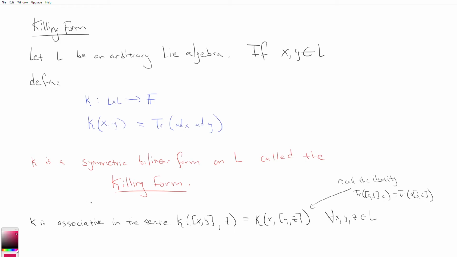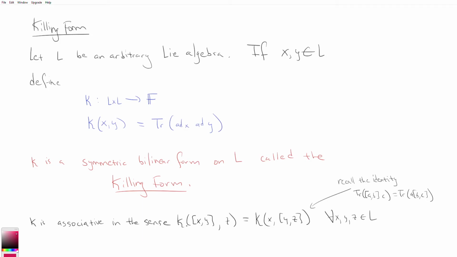But it has this additional nice property, which is that it's associative in the sense that kappa of x bracket y with z is equal to kappa of x with y bracket z. So we can shift the bracket over. It's not really associativity, but it looks like associativity.